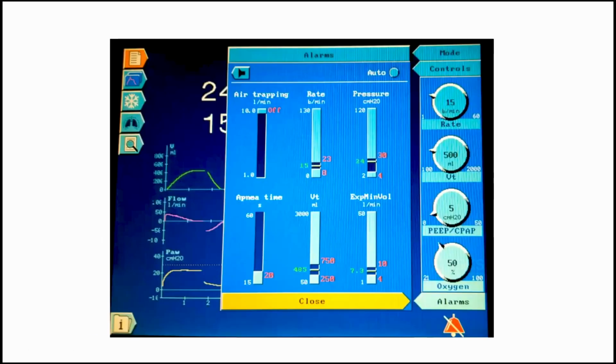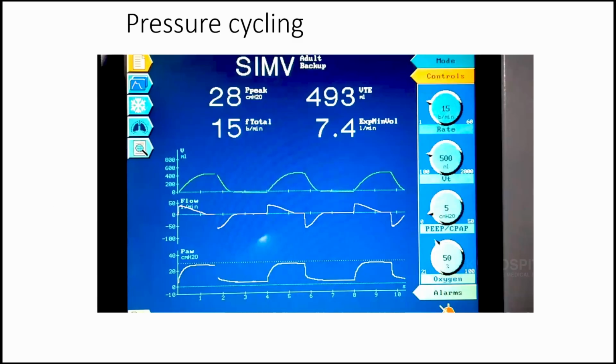So the third thing here is pressure. So what happens to the pressure? What is pressure cycling? How can pressure cycling affect the synchrony of the ventilator? So this is the alarm setting on the ventilator, and if you can see, we have set the high pressure alarm at 30 centimeters of water. So now I'm going to run this video.